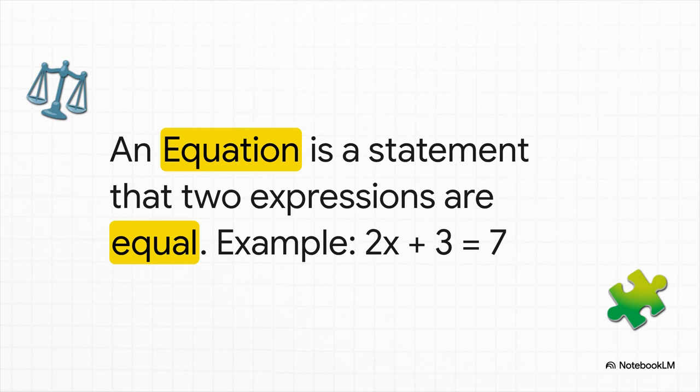And that brings us to the main event, the equation. This is it, the whole puzzle. An equation is when you take a fragment, like 2x + 3, and you put that all-important equal sign next to it, and then put something else on the other side, like 7. That equal sign is the game changer. It says, hey, this side is perfectly balanced with that side. And boom, we have a complete mystery on our hands.